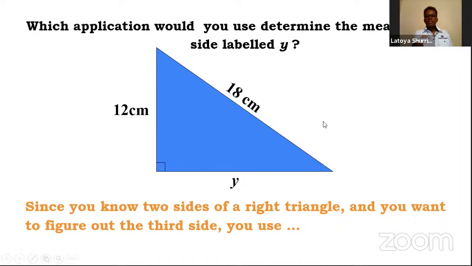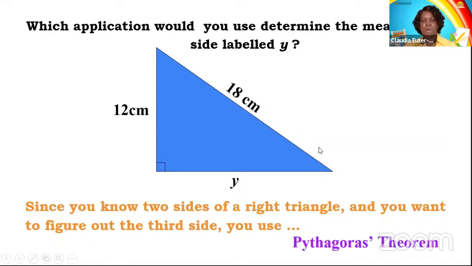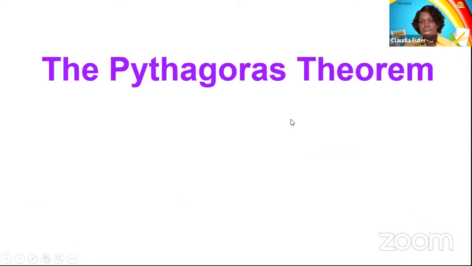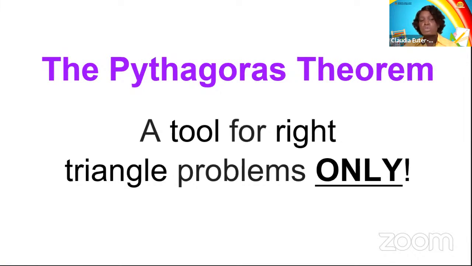So Micah is saying that it is a right angle triangle and you have two sides. So you are indeed correct, Micah. It is actually Pythagoras' theorem, and there are a few things that you need to know when you are applying the Pythagoras theorem. One, it's a tool used for only right triangle problems.